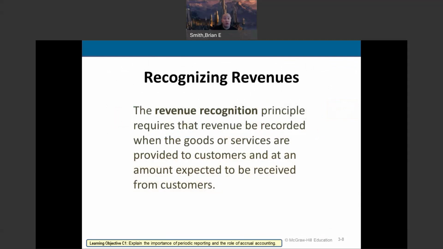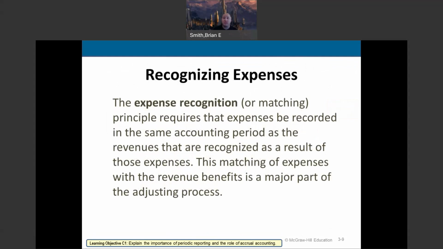All right, revenue recognition principle. Remember that we are going to record our revenues when we've earned them, when we provided the service or the goods to our customers, and we expect to receive money or some kind of remuneration from them. Same thing with the expense recognition or matching principle. We are going to recognize these expenses in the accounting period that we used them, not necessarily when we paid for them. A lot of times we don't pay for them right away.